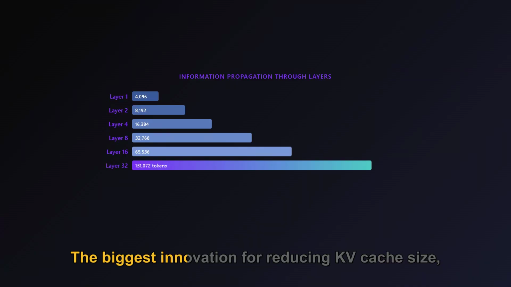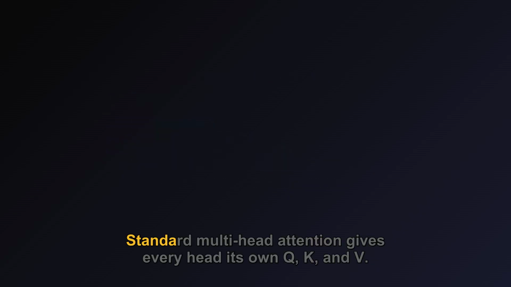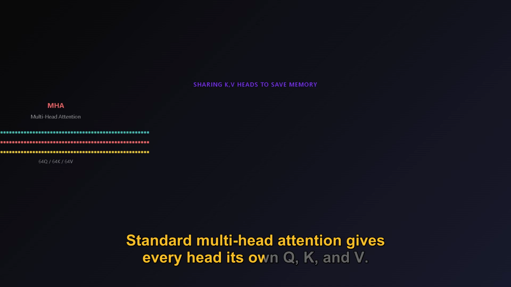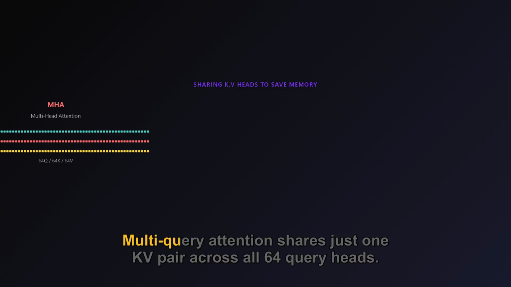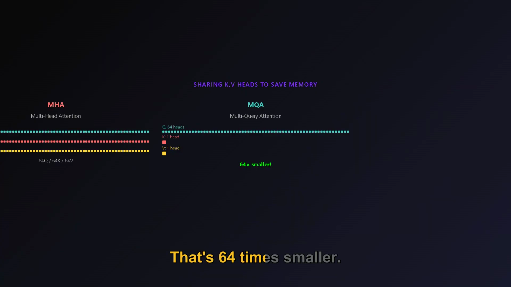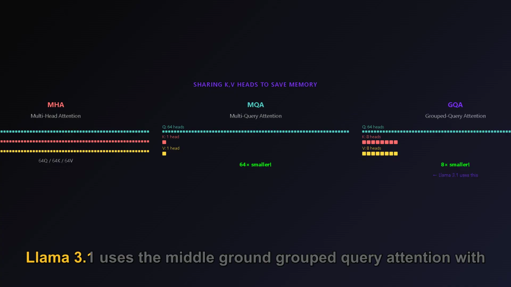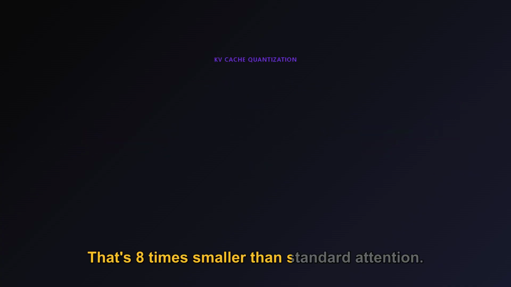The biggest innovation for reducing KV cache size. Share key and value heads across multiple query heads. Standard multi-head attention gives every head its own Q, K, and V. That's 64 of each. Multi-query attention shares just one KV pair across all 64 query heads. That's 64 times smaller. Llama 3.1 uses the middle ground, grouped query attention, with 8 KV heads for 64 query heads. That's 8 times smaller than standard attention.